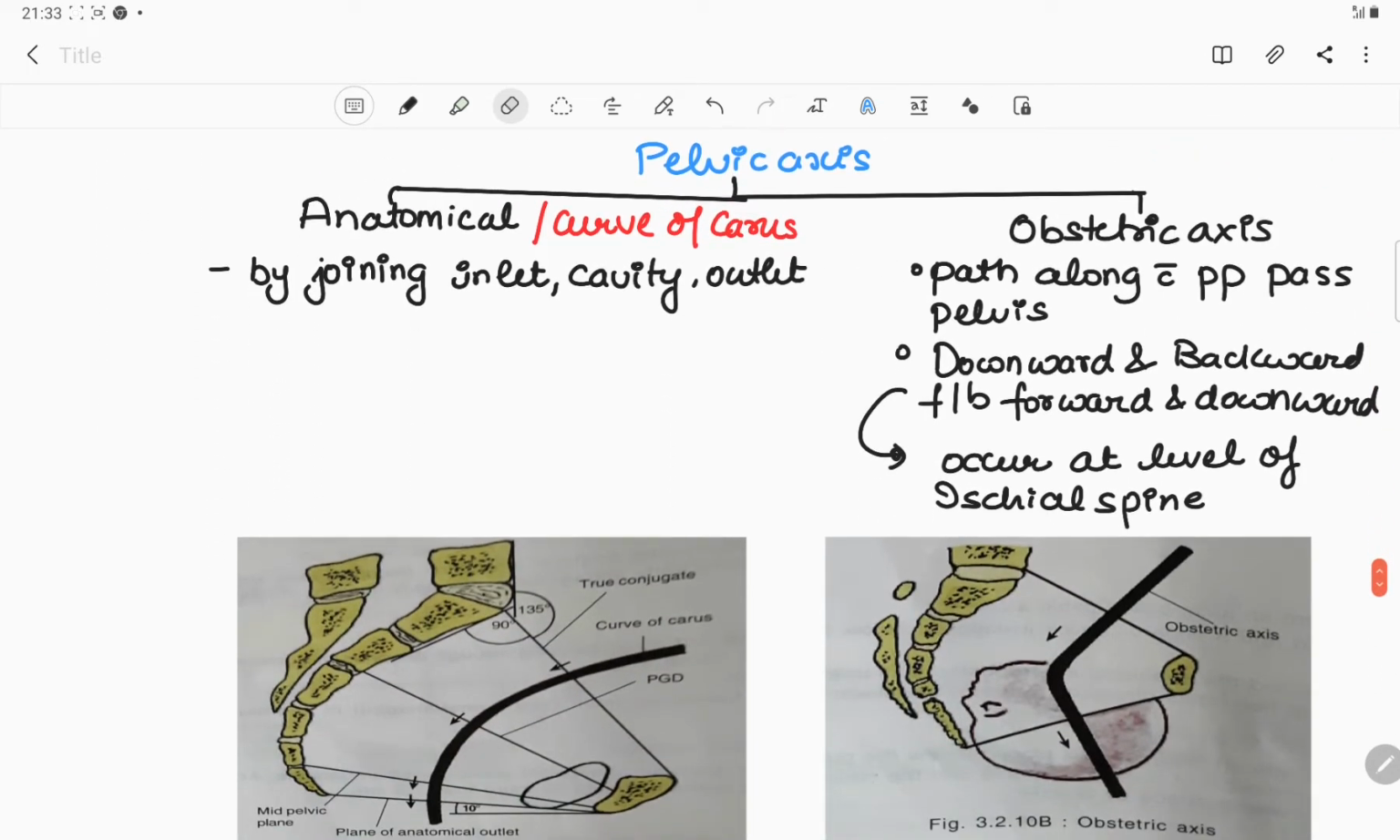There are two types of pelvic axis. One is anatomical, also called as curve of Carus. It is formed by joining the inlet, cavity and outlet. Second one is the obstetric axis. It is the path along which presenting part passes through pelvis. First it is downward and backward, followed by forward and downward direction. The change of curvature, as we have discussed earlier, occurs at the level of ischial spine.